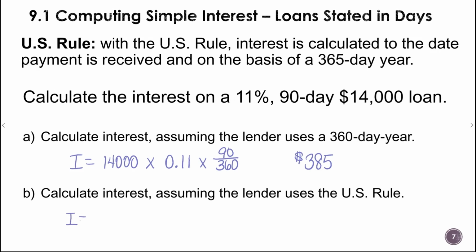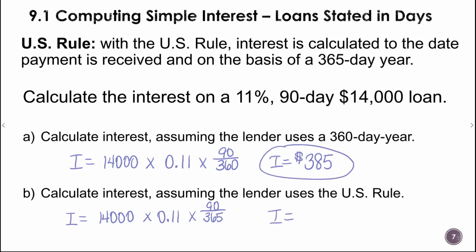And then our second calculation looks almost identical. The only thing we're changing is we will put 90 days over 365. So we're using a 365-day year, which is the U.S. rule, and that amount of interest, I'm going to say I equals, is $379.73. And 90 days is about 3 months, and so that would be the amount of interest for this particular loan.